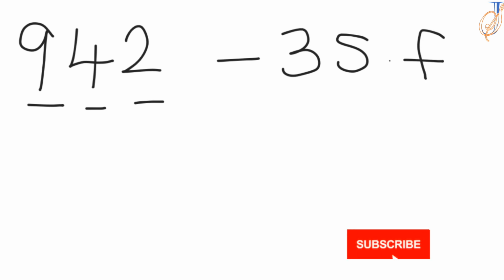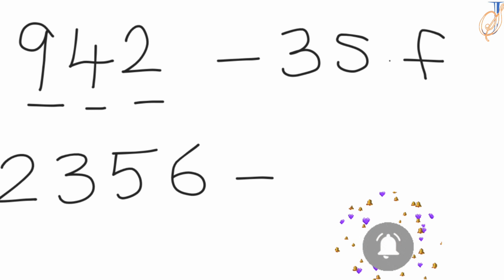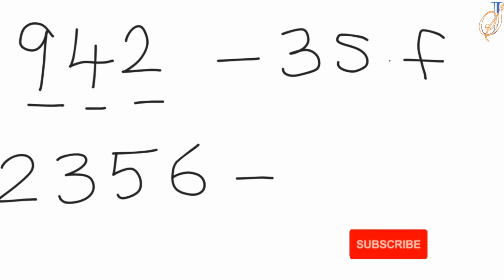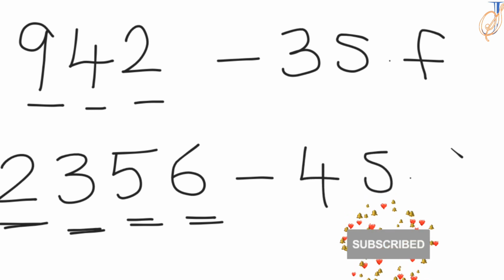Let's take one more. 2, 3, 5, 6. All non-zero digits are significant. So here we have all non-zero digits. 2356 has 4 significant figures.